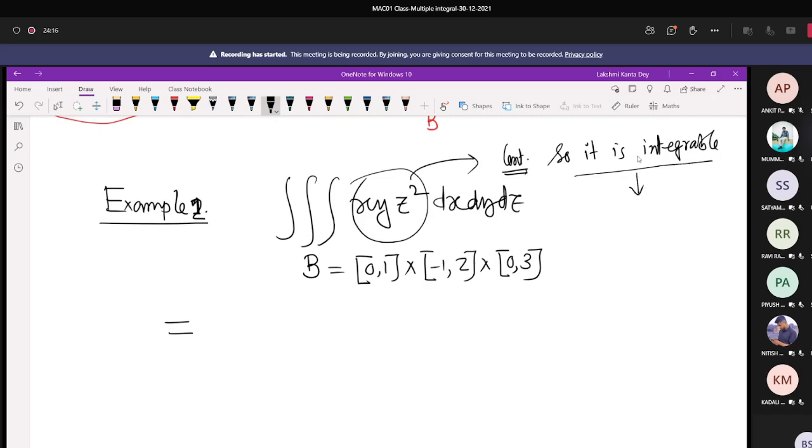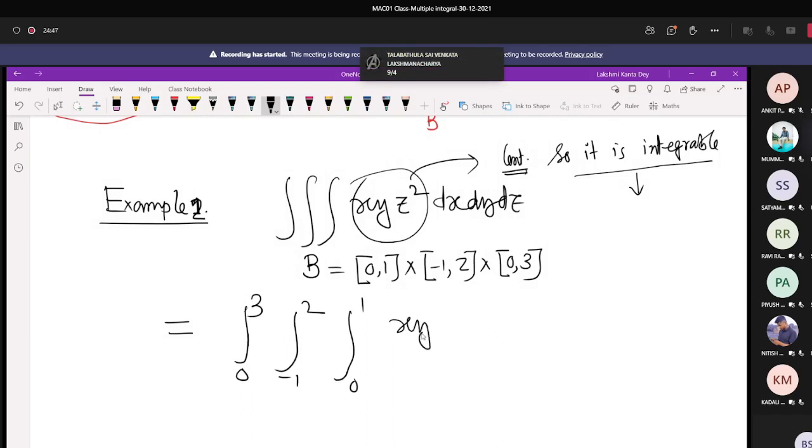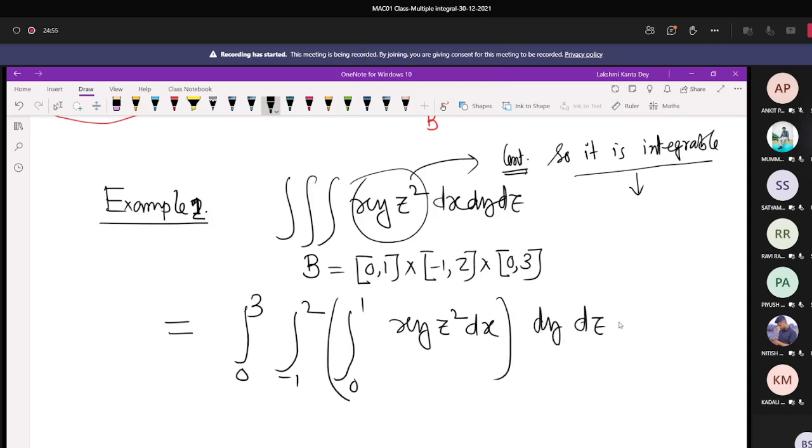Even if it is continuous, we are in a very strong situation. That means all the iterated integrals will exist and they will be the same as your triple integration. This is parallel to the case of double integration. So I can find one of the iterated integrals: 0 to 3, -1 to 2, 0 to 1 of x y z squared, and I write dx, then dy, then dz.